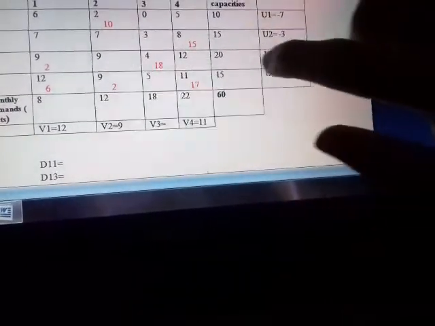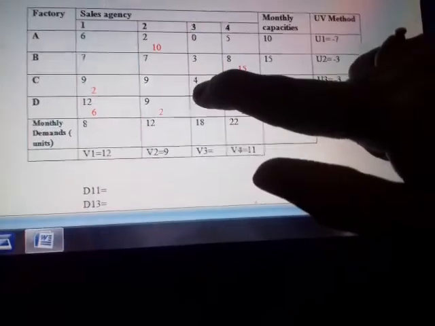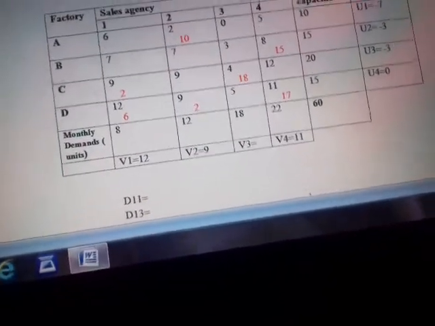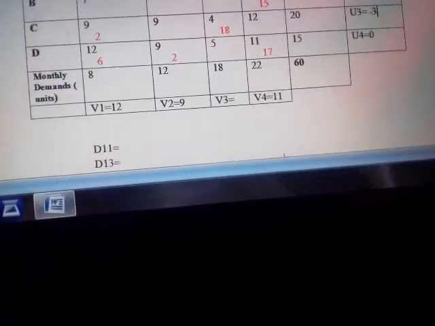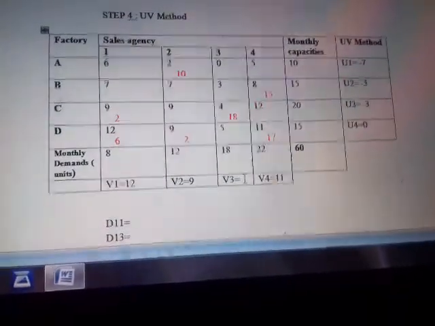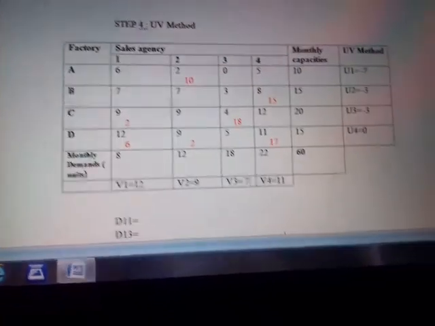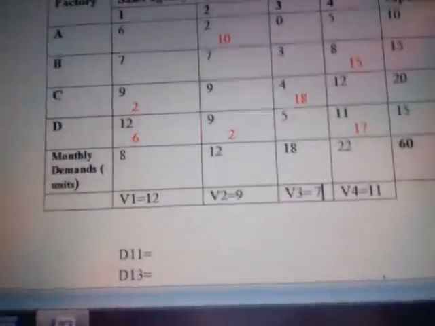How to find out V3? Here it is 4. Okay. So this is an allocated cell. Only with the help of allocated cells can we find out U values and V values. So 4, here it is minus 3. So you will get 4 minus of minus 3, isn't it? So you will get 7. V3 is 7. Okay, now we found all the values.